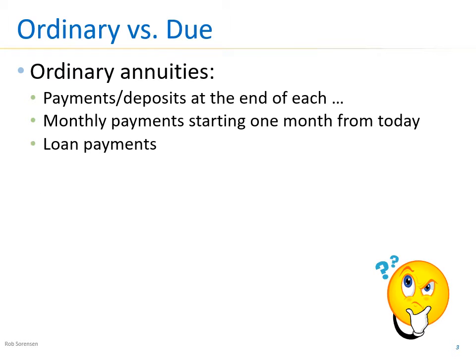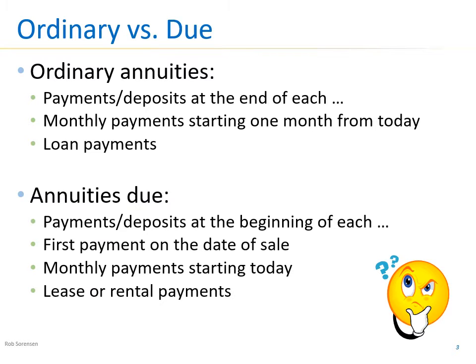Some of the wording you might have seen already for ordinary annuities are things like payments or deposits at the end of each month or at the end of each quarter, or maybe something like monthly payments starting 1 month from today, or even loan payments. Those all tend to be ordinary annuities.